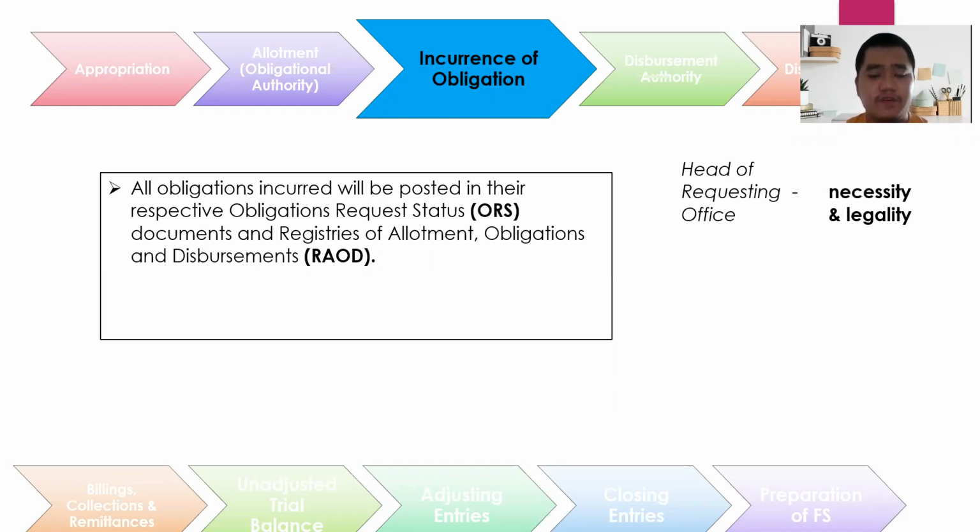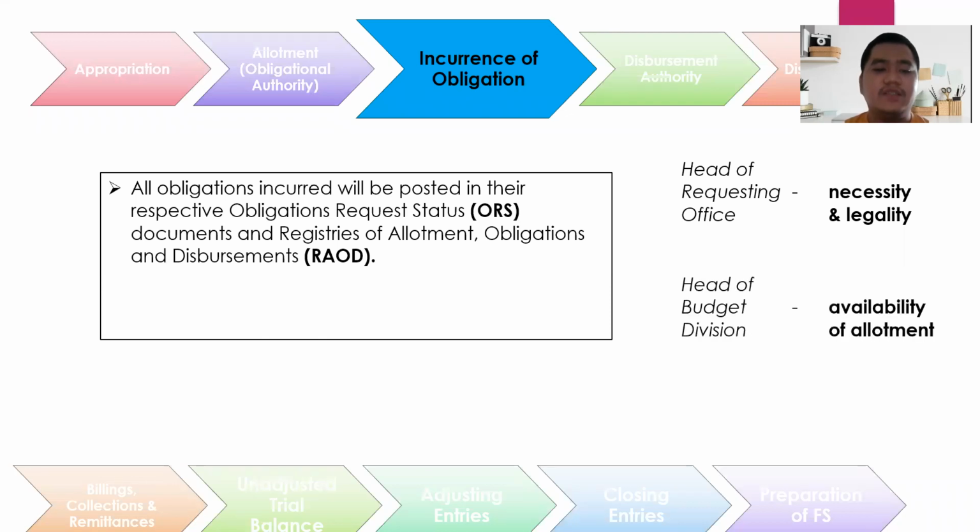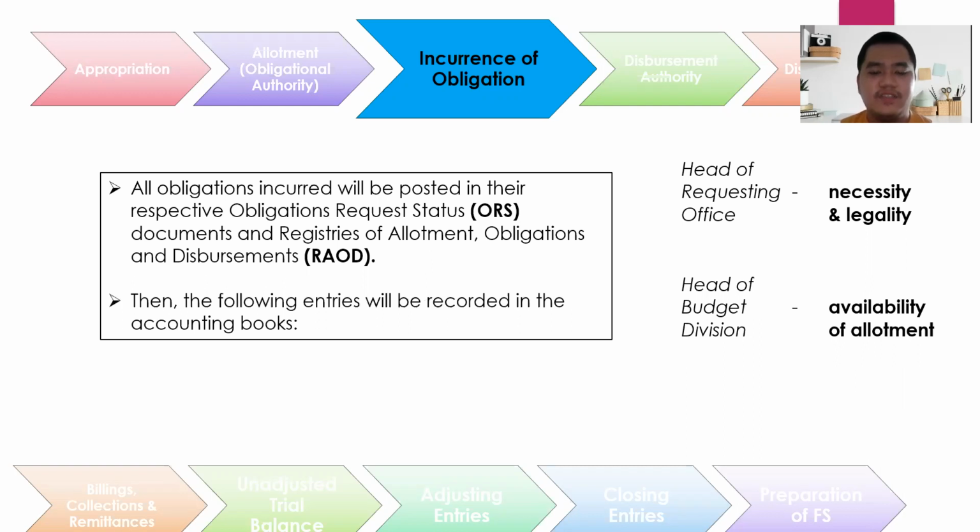The head of the requesting office shall likewise certify the necessity and legality of the obligation and the validity of all the supporting documents. However, the head of the budget division shall certify the availability of the allotment. Aside from issuance of the ORS, the obligation shall likewise be posted in the RAOD, or Registry of Allotments, Obligations, and Disbursements.